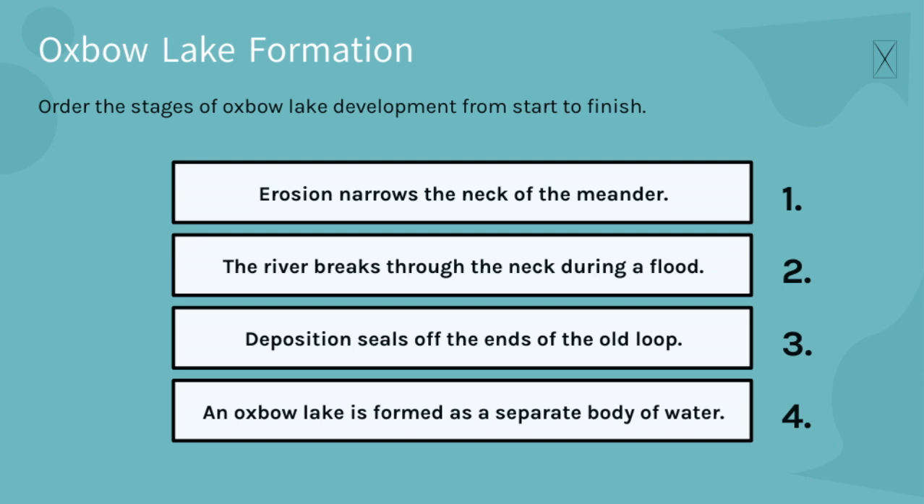A strong written answer might sound like this. An oxbow lake forms when erosion on the outer bends of a meander narrows the neck. During a flood, the river has more energy and cuts through the neck, creating a straighter channel. Deposition then occurs at the entrances to the old meander loop, sealing it off from the main river. The abandoned loop becomes a crescent-shaped oxbow lake. That answer would be strong because it explains the sequence clearly and uses geographical vocabulary.